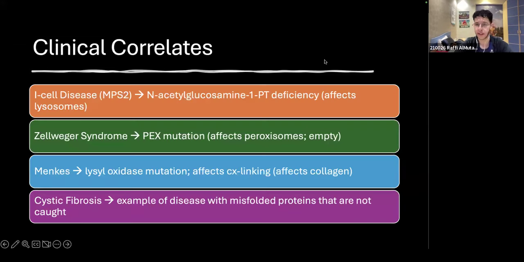Now, some clinical correlates that you guys need to know. So we have I-cell disease, mucopolysaccharidosis 2, basically a deficiency of N-acetylglucosamine. This means it cannot make mannose-6-phosphates. Zellweger is a mutation of PEX, specifically PEX2 and PEX5, but it affects peroxisomes, causing them to be empty. Menkes is an issue with lysyl oxidase. It affects cross-linking, which is a form of post-translational modification. And we talked about another form of post-translational modification, which is glycosylation, and that affects collagen. And then we have cystic fibrosis, where we get a bunch of misfolded proteins that are not COPII.